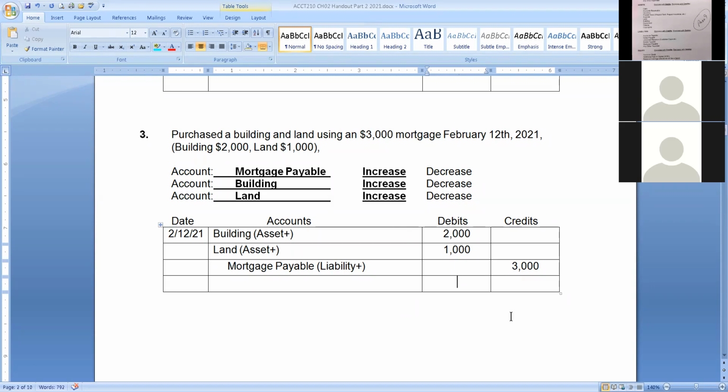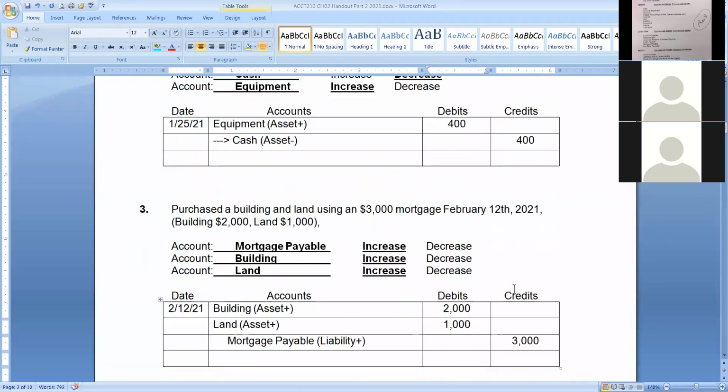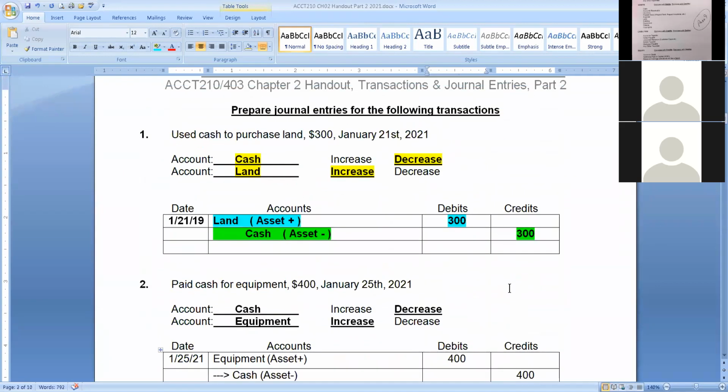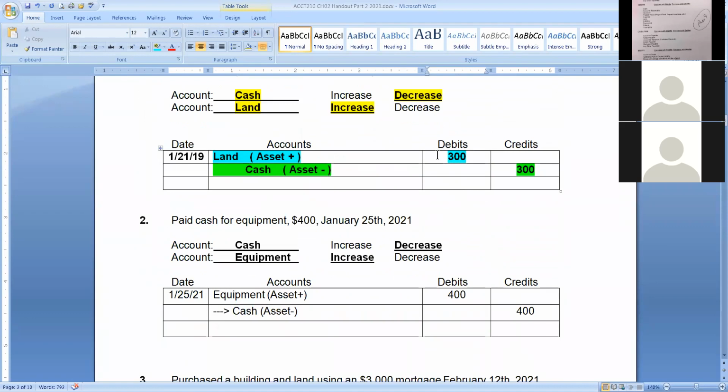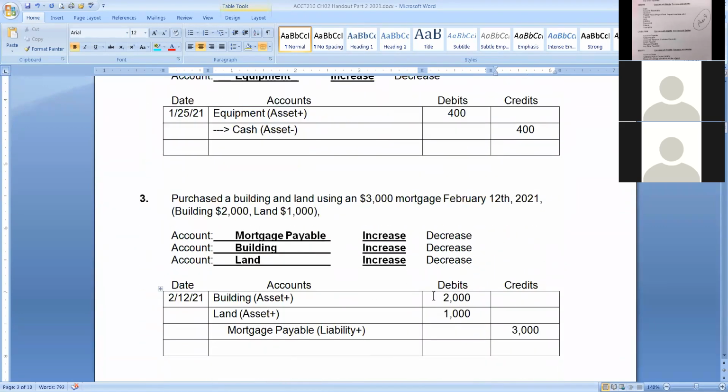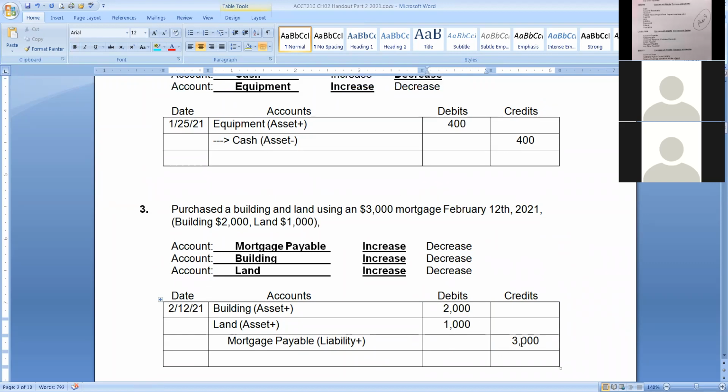Now, I'm sure that you've picked up on something as we've gone through the first couple or three that we've done here. And that is the debits and the credits, at least in total, they have to equal. There's 3,000 on this side and there's 3,000 on this side. So the debits have to equal the credits. If they don't, there's a problem.